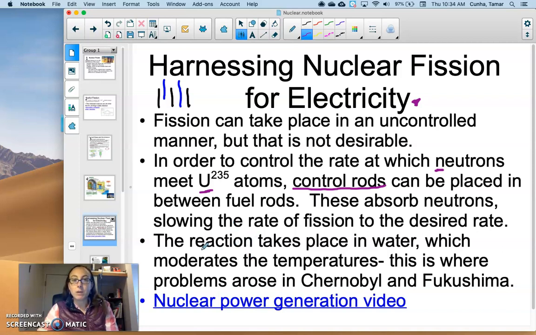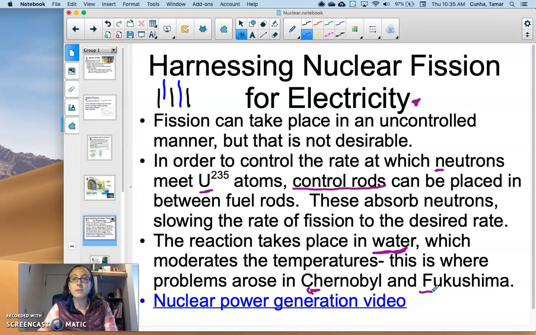I mentioned the word moderator. So this reaction is taking place in a water bath, and that water acts as a moderator, meaning it helps to absorb the energy and prevent things from getting too hot too fast, which is really important because we saw in the 1980s the explosion at the Chernobyl nuclear power plant occurred because things got too hot too fast. It wasn't moderated enough.